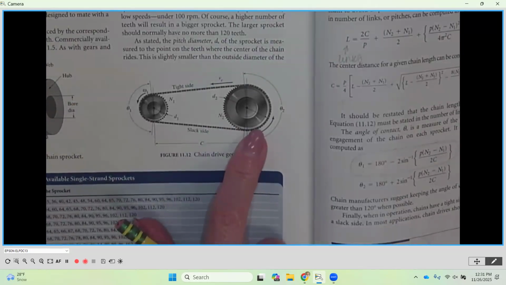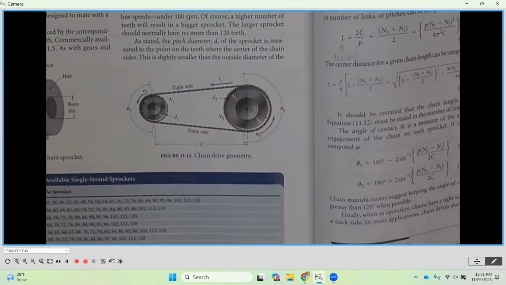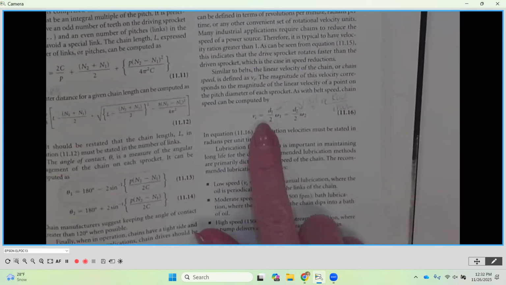Whether we're on the driver or the driven, that chain speed will be exactly the same. It's that linear velocity relationship for the rotating element, okay? We've also calculated this many times. So V sub C is going to be the radius of the sprocket, or the pitch diameter divided by 2, multiplied by the angular velocity.